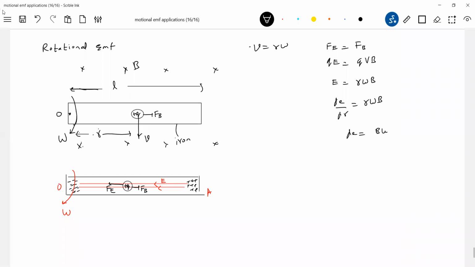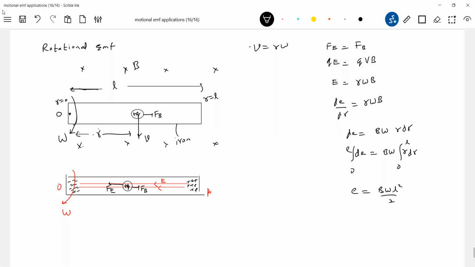Equal to B omega R dR. So R I'll measure from here. This is R equals 0. Let this be L. So 0 to L. So what is EMF induced? B omega L square by 2.